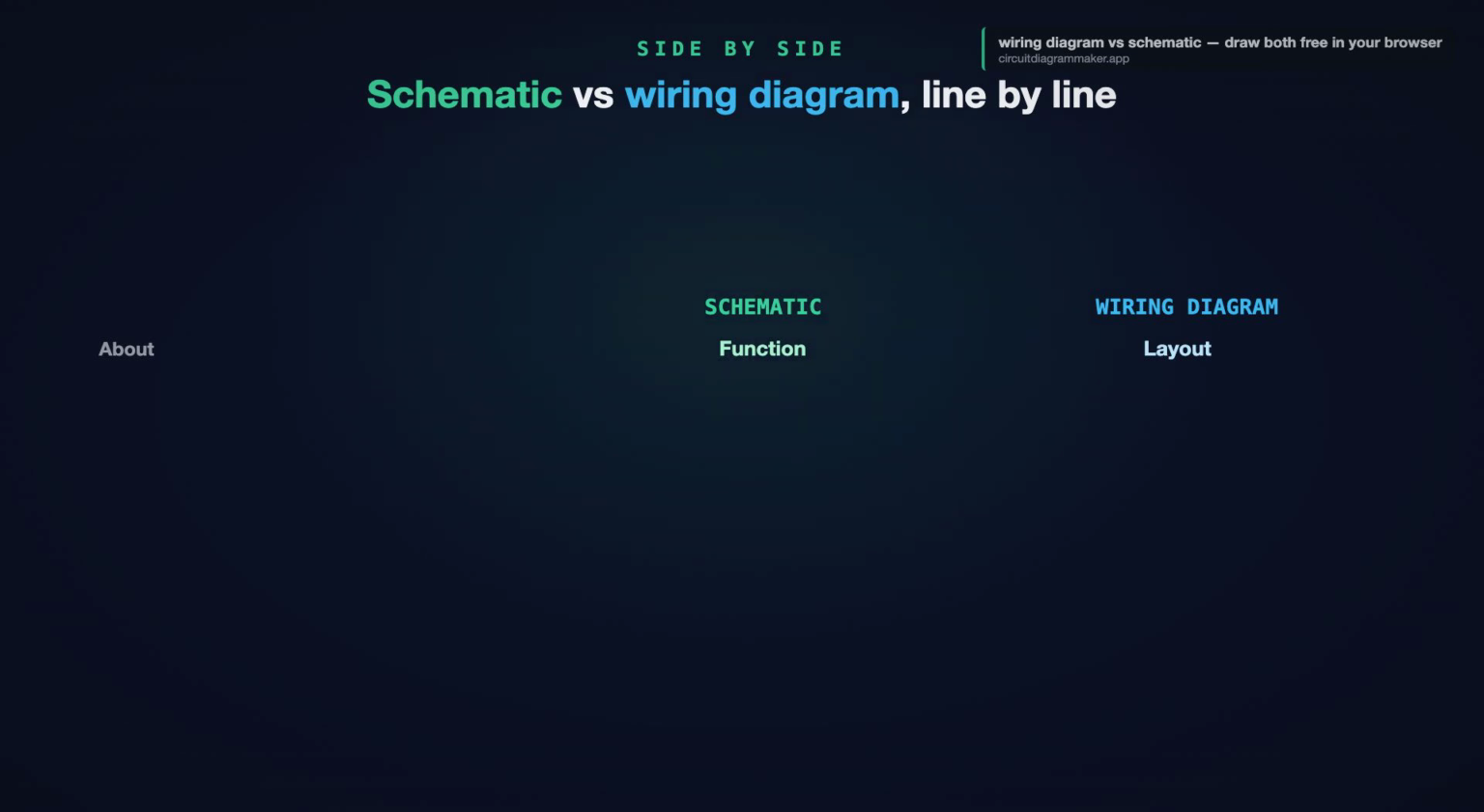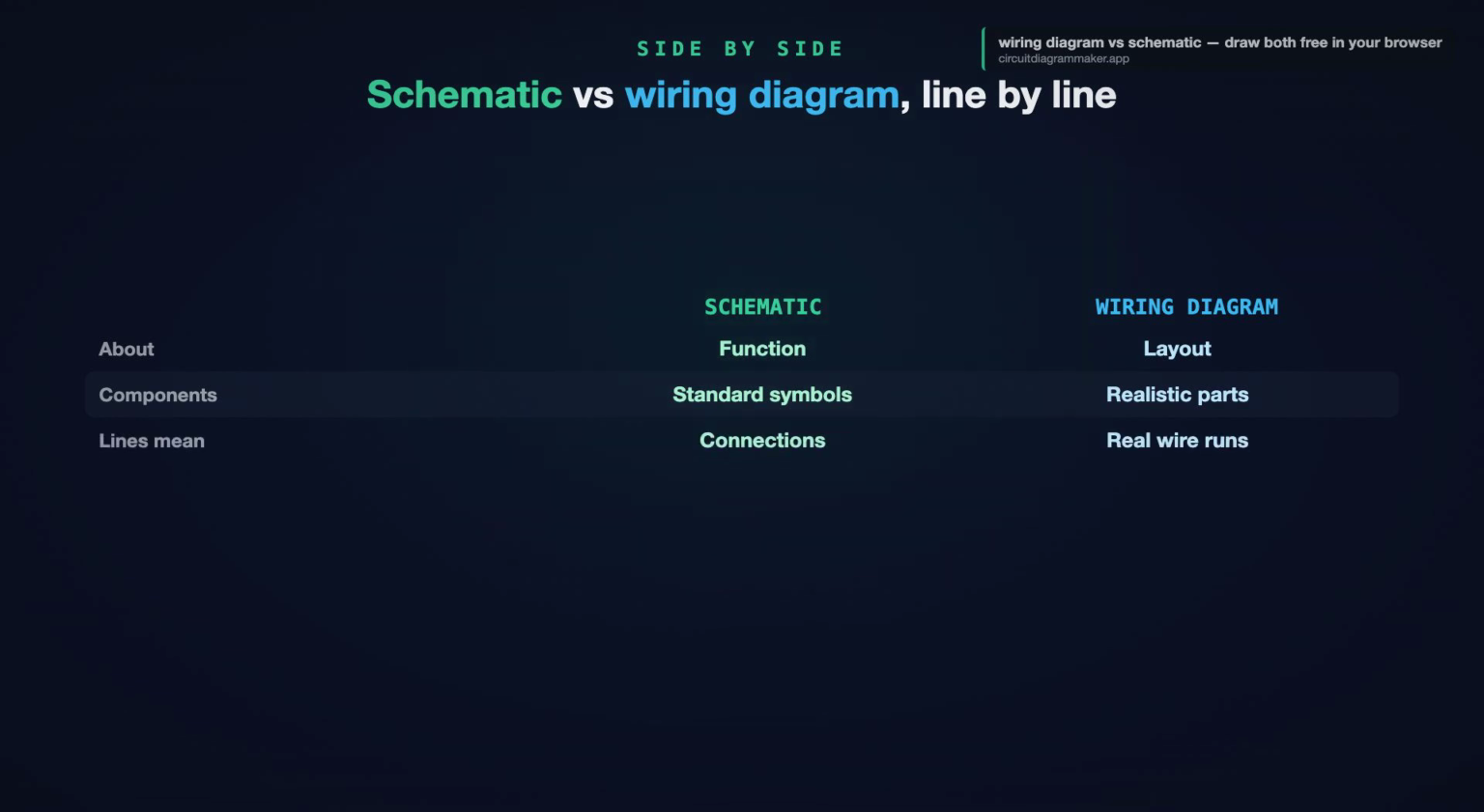A wiring diagram uses realistic parts. On a schematic, the lines mean connections. On a wiring diagram, the lines are real wire runs. Position does not matter on a schematic. Position is everything on a wiring diagram.